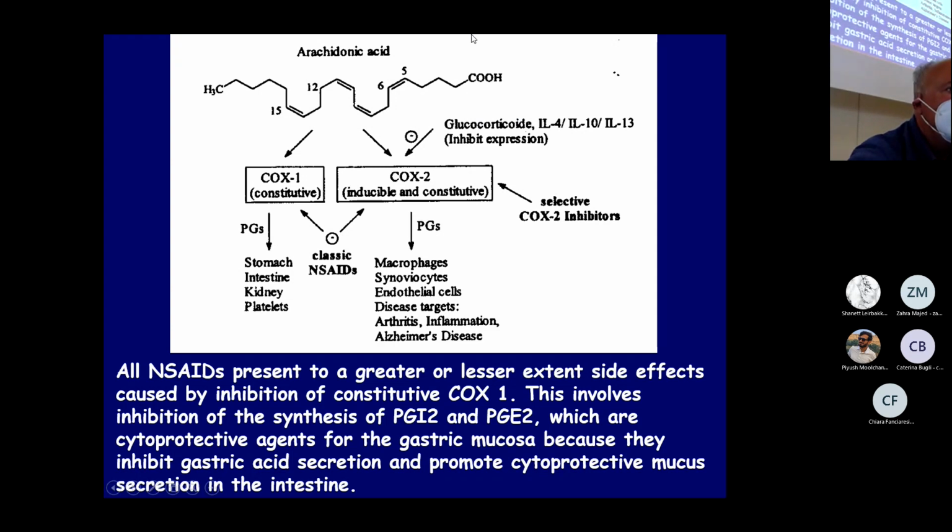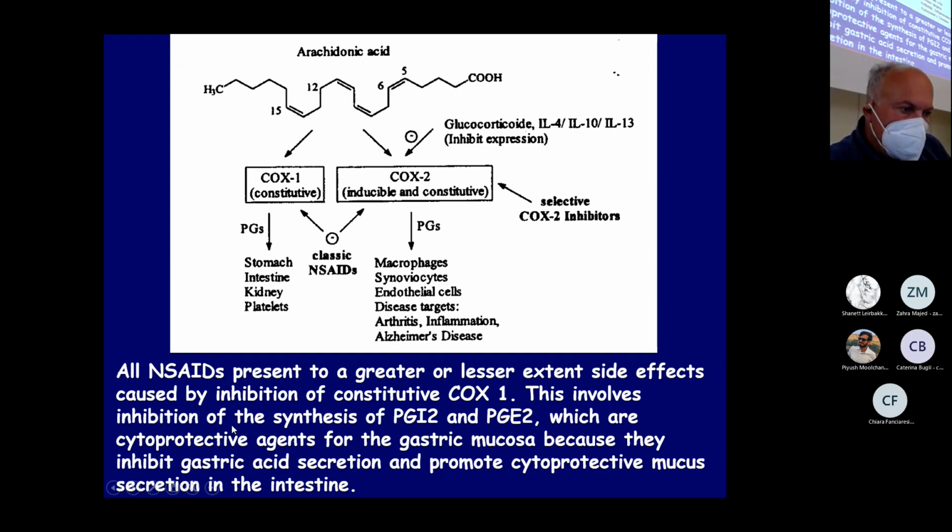Once again, you see the chemical structure of arachidonic acid. You see cyclooxygenase 1, type constitutive, present in stomach, intestine, kidney, platelets. COX-2 inducible, but also constitutive. And you see where they are located: in macrophages, endothelial cells, and so on.